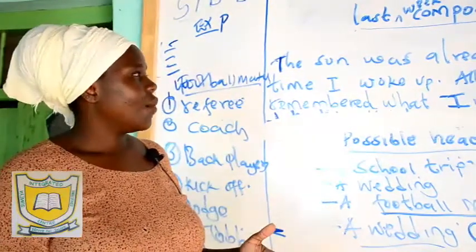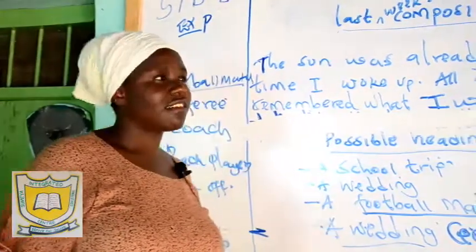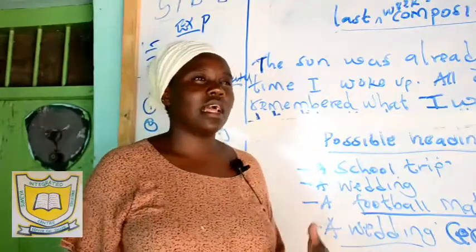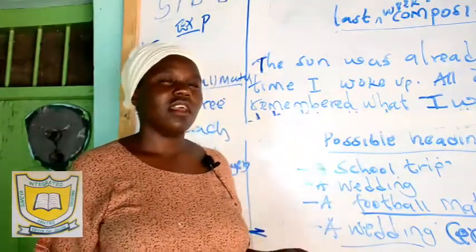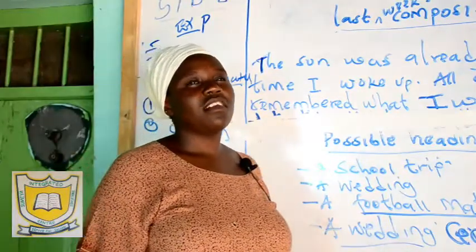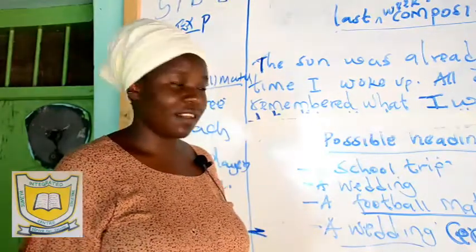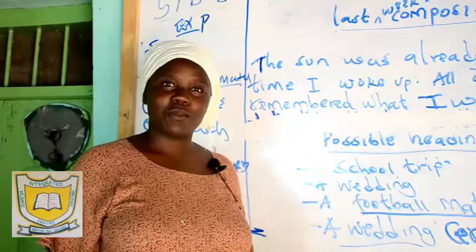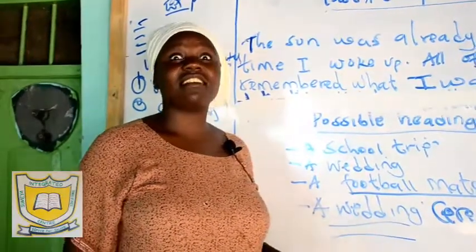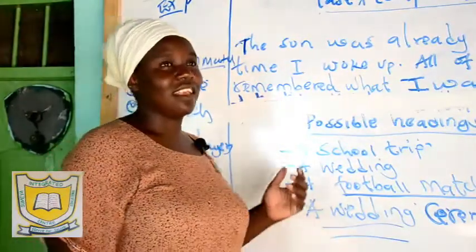What I also noted is that some of you tend to get confused along the way when writing the composition. Somebody is going to say, the bridegroom, she entered the hall. She was swaying her hips from right to left. You are referring to the bridegroom, who is a male person that is getting married, as she in the composition. When it is he, it is he.